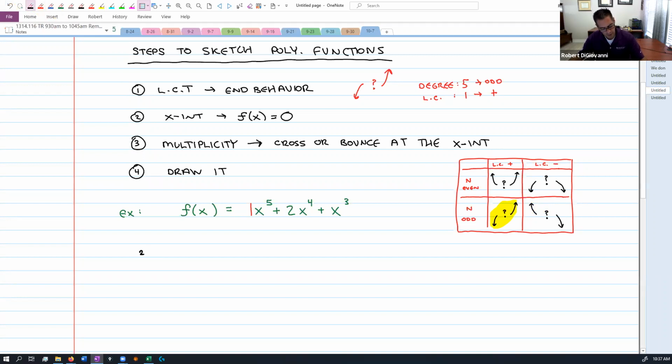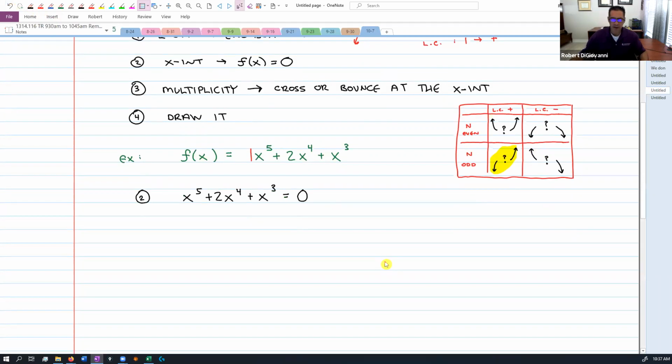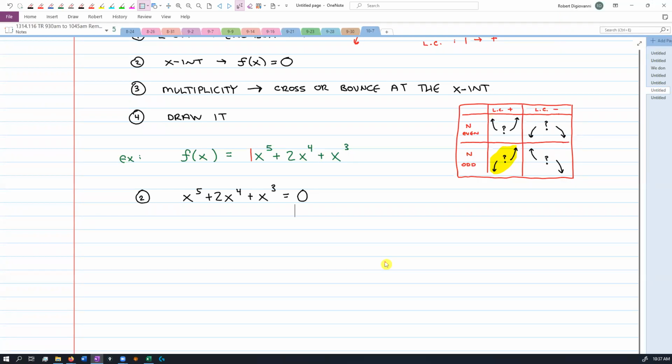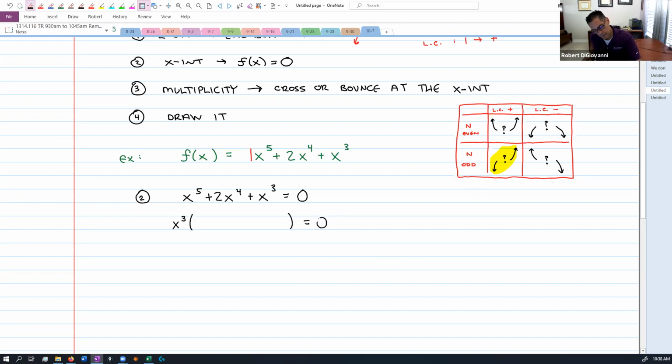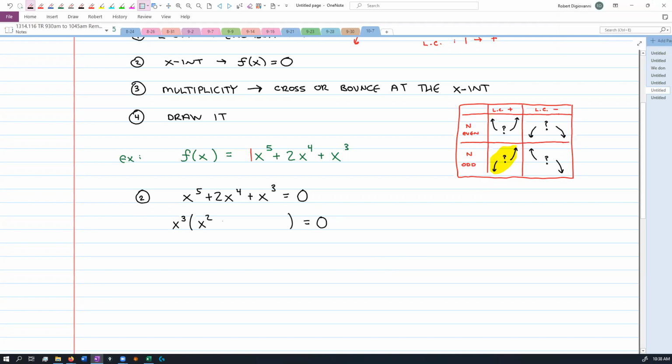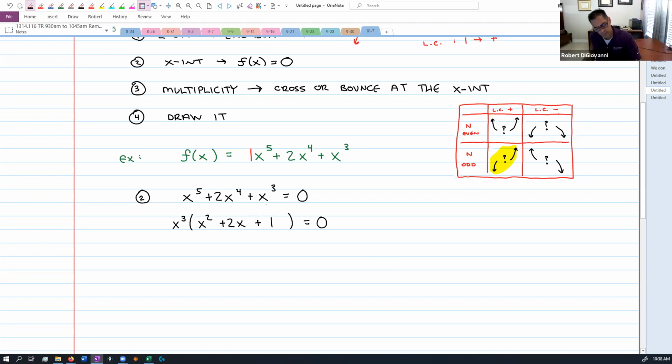Second step, I'm going to need to write it down. So second step is to set the function equal to 0. This is the hard part. So anyone want to tell me what they did here first? So I factored it by taking out x to the third power. Okay, good. And then in parentheses, I had x squared plus 2x plus 1. Good. So that's a GCF coming out.